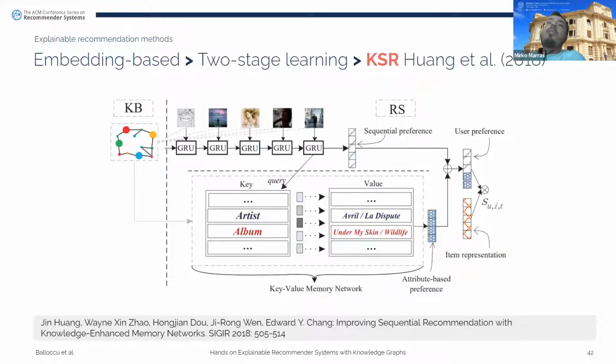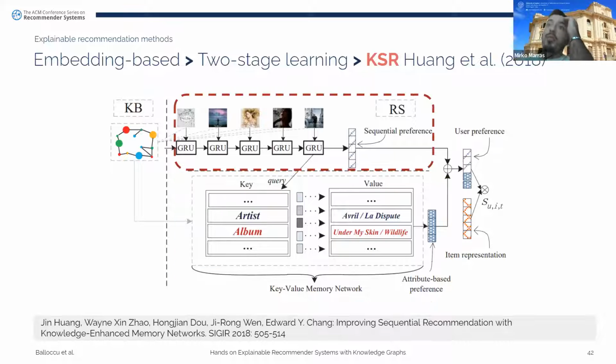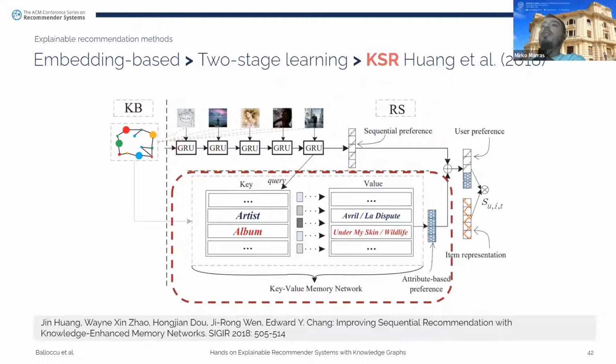Wang et al., with another example, leveraged KG for recommendation with better explainability in a sequential recommendation setting. The authors bridged recurrent neural networks with key-value memory networks for sequential recommendation. The RNN component is used to capture the user's sequential preference on items, while the memory network component is enhanced with knowledge of items to capture the user's attribute-based preferences.